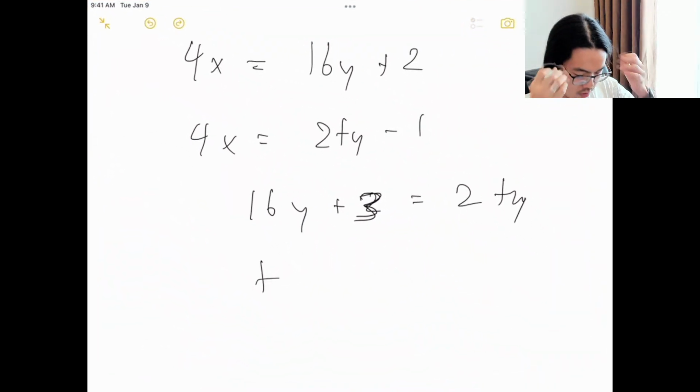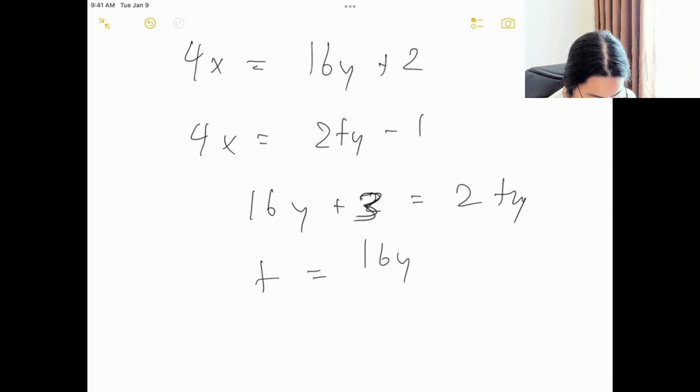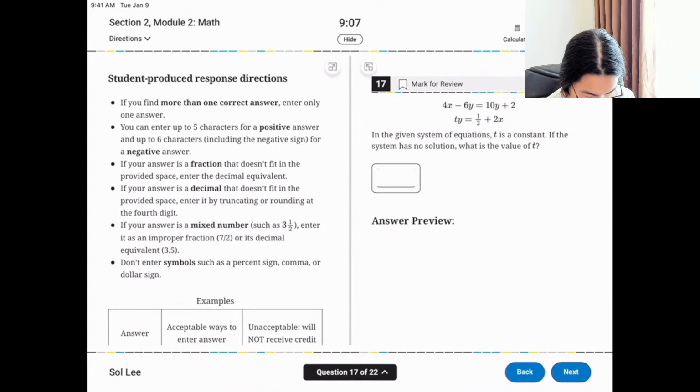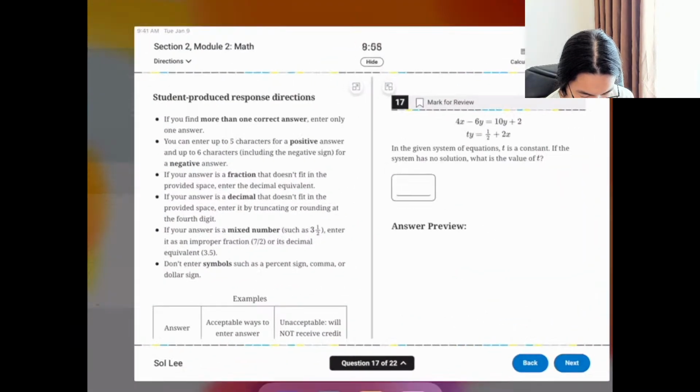So let's just make these equal to each other. Should I just stick some numbers in there? Alternatively, I can just divide everything by 2y, which seems kind of annoying. No, I'm just going to do that. 16y divided by 2y plus 3 divided by 2y, right? So this is equal to 8 plus 3 over 2y. Oh, I need to solve for y?